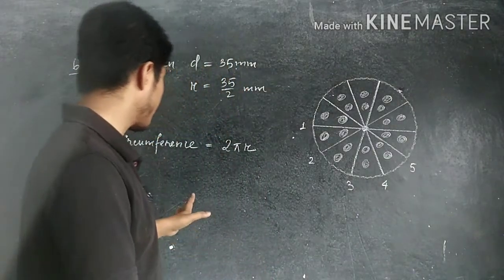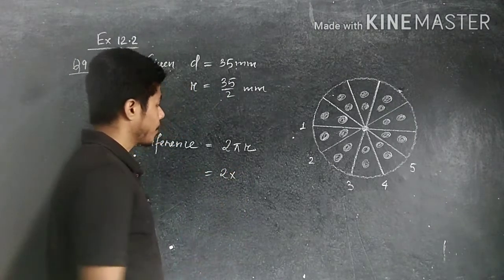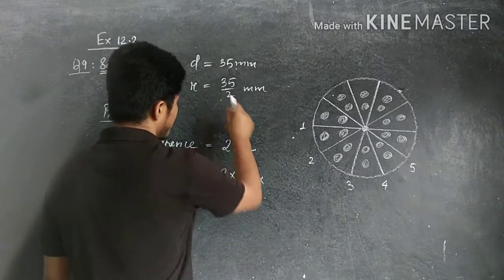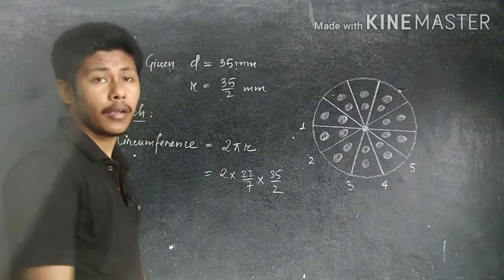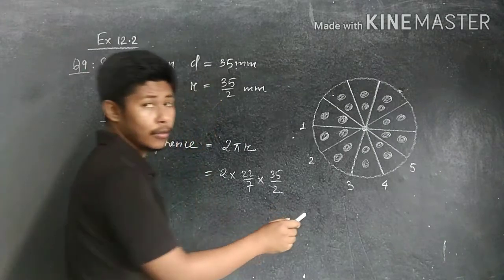So now if we find out the circumference here, what do you have to write? 2 pi means 22 by 7, so 22 by 7 into r. Radius is how much? 35 by 2. So here you have to write 35 by 2. Is it clear? So now if we calculate this one, this 2 is cancelled with this 2.